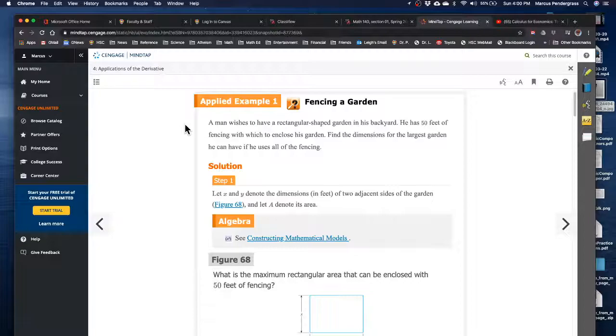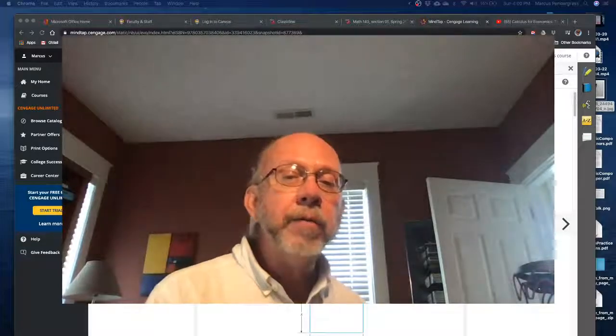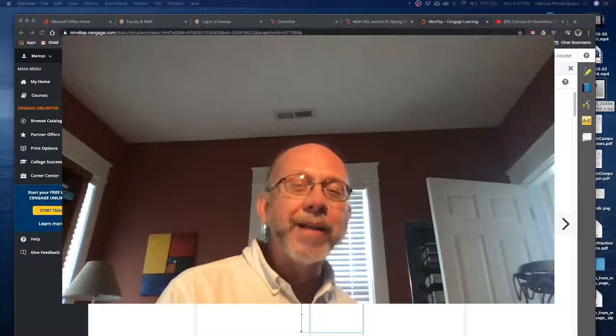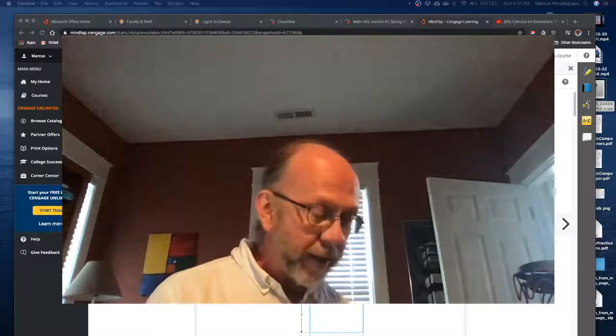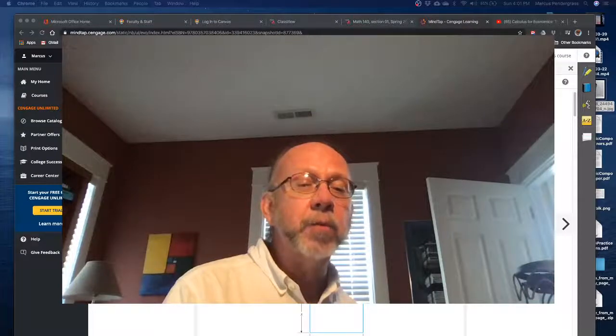He could fence in any kind of rectangle, from a square to a long, thin rectangle to a short, fat one. But what rectangle could he use that would maximize the area of the garden? That's the problem I want to address today. So let's jump right into it.